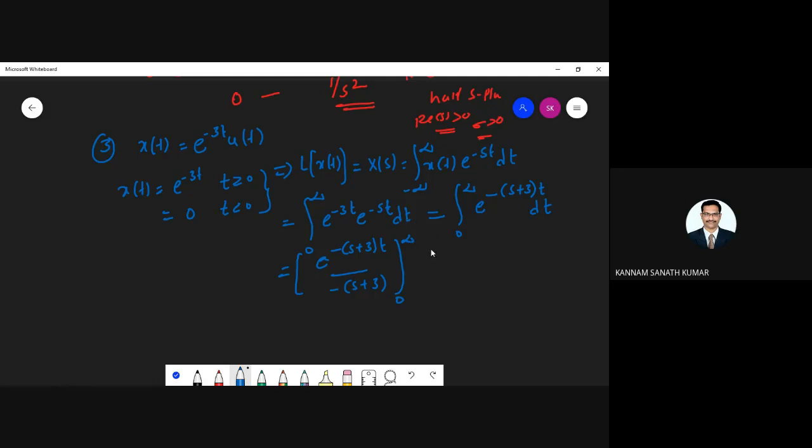Now replace s as sigma plus j omega. So that means e power minus sigma plus j omega plus 3 into t divided by minus s plus 3. Anyway, denominator let it be s plus 3. It is constant, no? So s plus 3. Now what you can do?